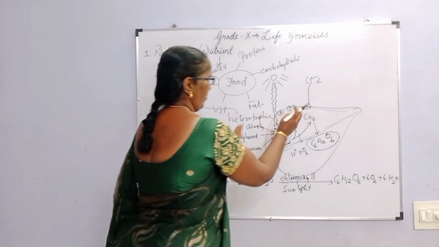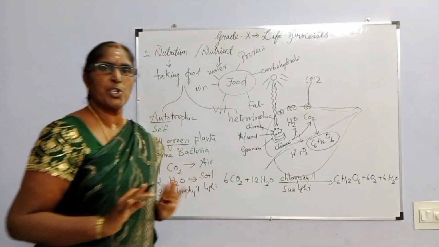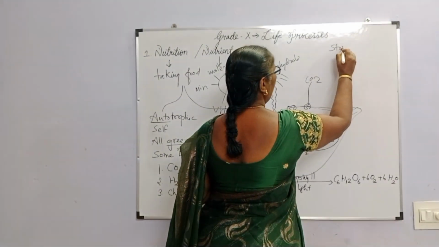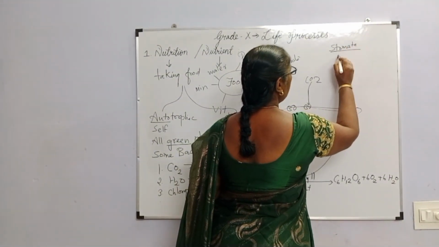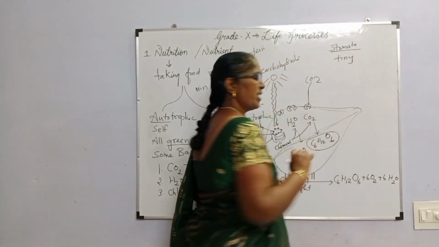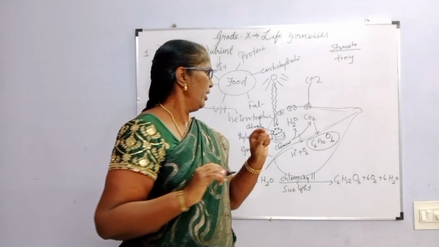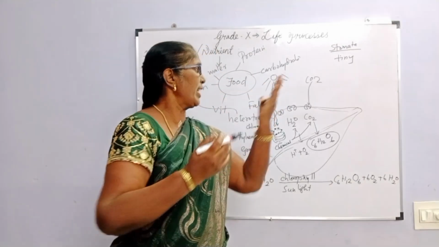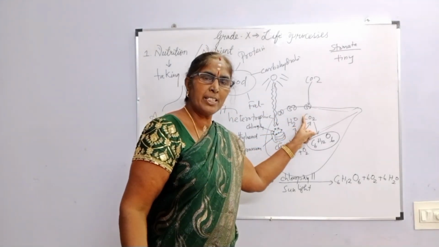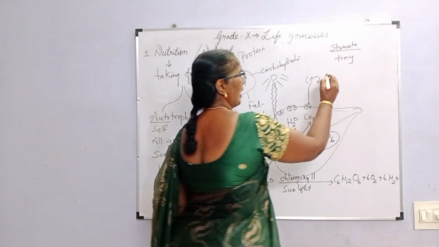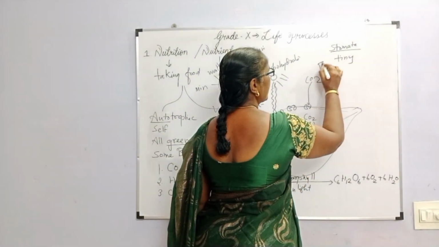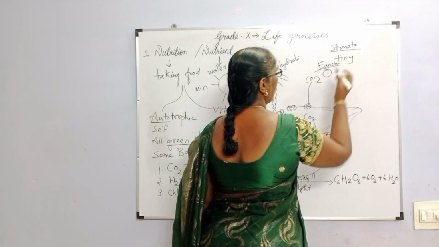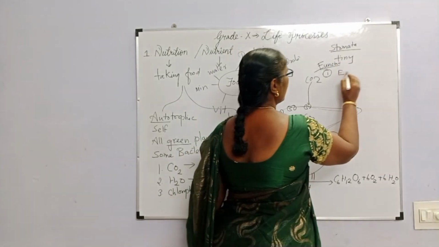Okay. Next, the question may ask about the stomata. Define stomata. What are you writing? Stomata are tiny pores. Tiny means very small pores. They are present on the lower surface of the leaf. So what functions take place? These are the functions of stomata. First one, exchanging of the gases.